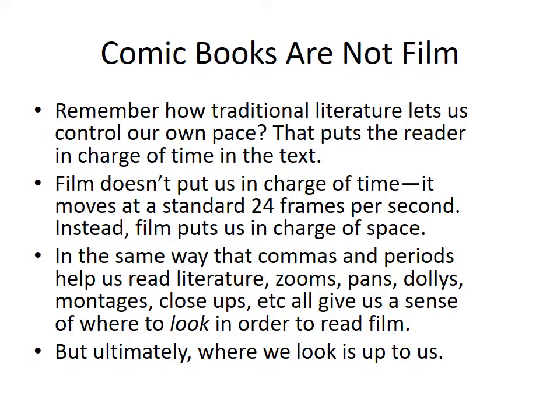Okay, so remember how traditional literature lets us control our own pace? That puts the reader in charge of time in the text. Film doesn't put us in charge of time. It moves at a standard 24 frames per second. Instead, film puts us in charge of space. In the same way that commas and periods help us read literature, zooms, pans, etc., all give us a sense of where to look in order to read film, but ultimately where we look is up to us. That puts us in charge of space. So you're allowed to look at whatever part of the screen you want to look at, and the film can only suggest that you want to be looking at particular things. This is how twists and secrets are kept from you by the filmmakers.